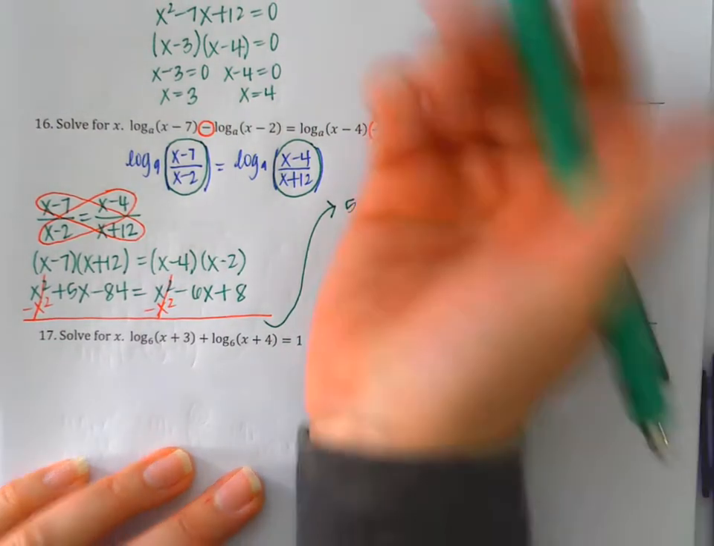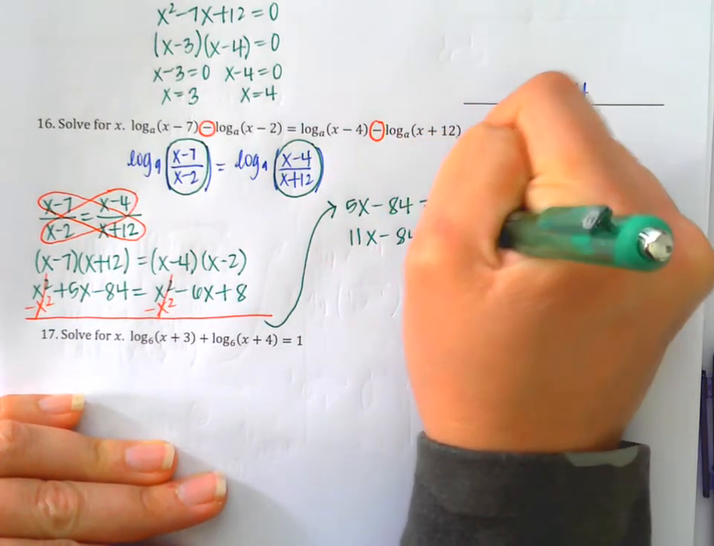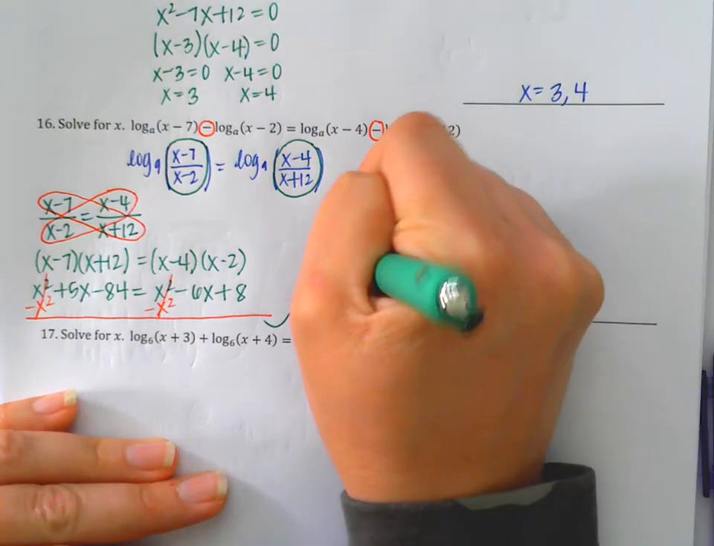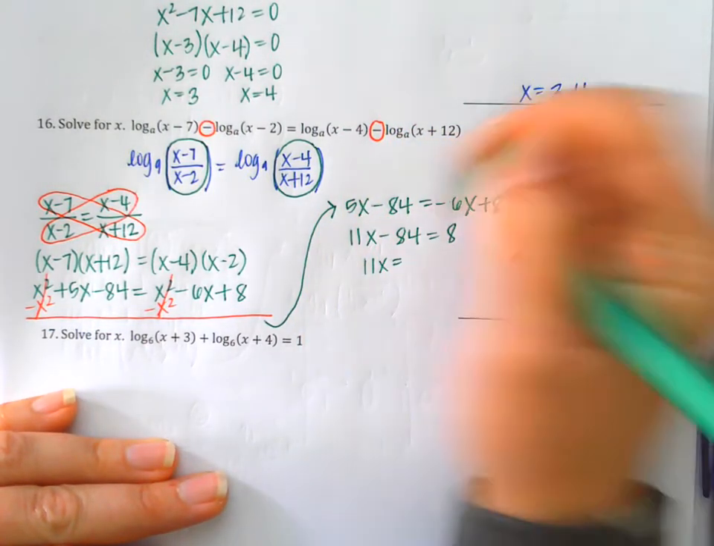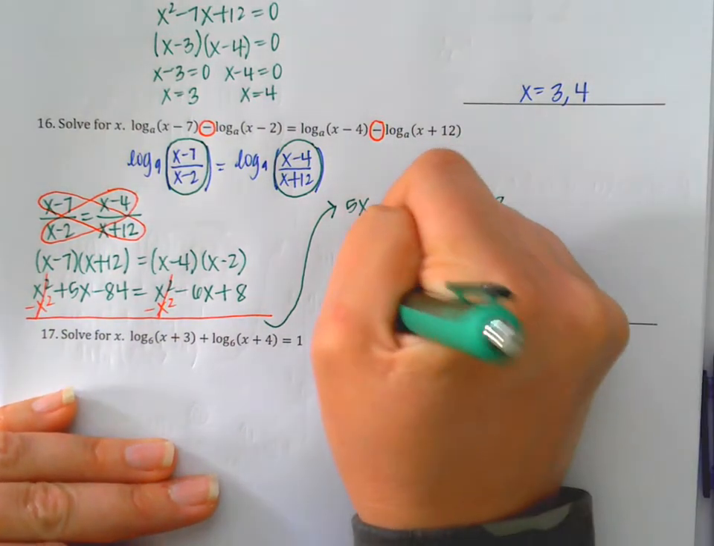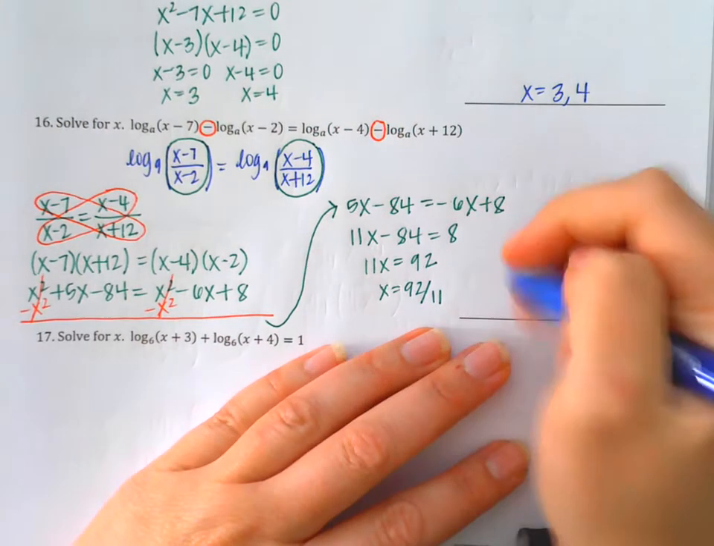Add the 6x to both sides. I get 11x minus 84 equals 8. Add 84 to both sides. I get 92. Divide 11 by both sides. Nothing simplifies, and that is my answer.